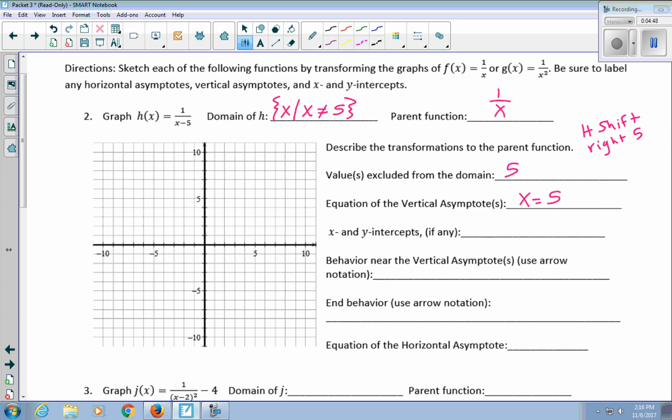X and y intercepts. So there's no x-intercepts because you can't set that thing equal to 0. It will never be 0. The only way a fraction can have a value of 0 is if the numerator is 0, and the numerator is always 1. So there's no x-intercepts, but the y-intercept I get by doing h of 0, which would be -1/5.